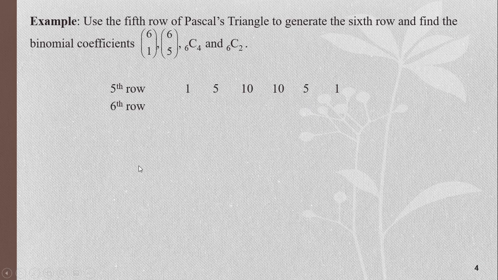So row 6, we can calculate it this way. 1, and then 1 plus 5 is 6. 5 plus 10 is 15. 10 plus 10 is 20. 10 plus 5 is 15. 5 plus 1 is 6. And finish off with just 1 at the end. So again, it is symmetrical. It's the same forward and backwards.